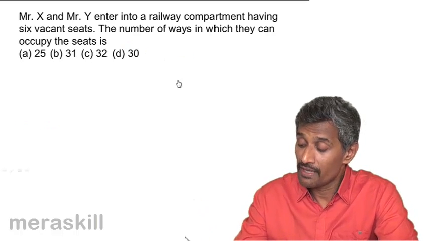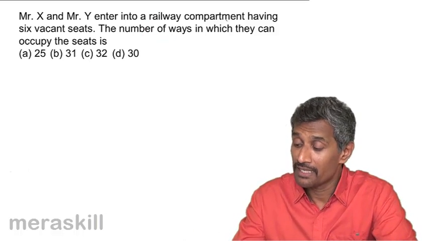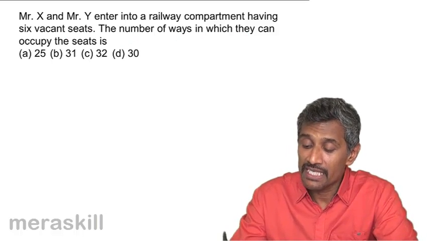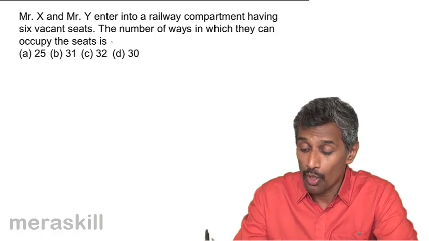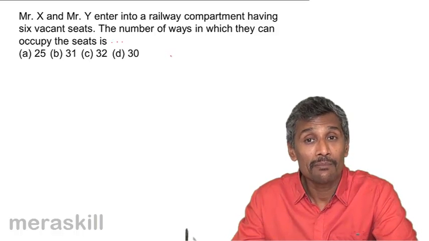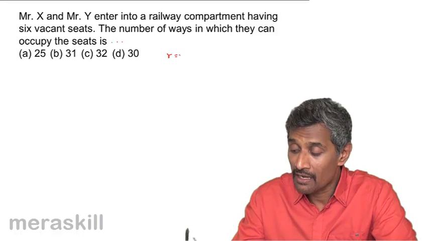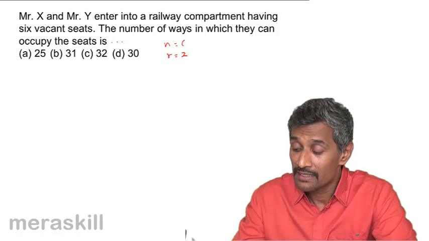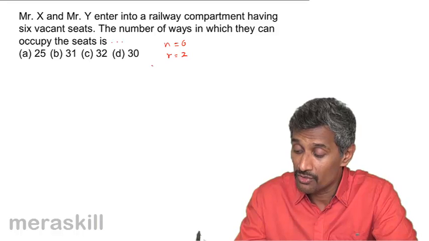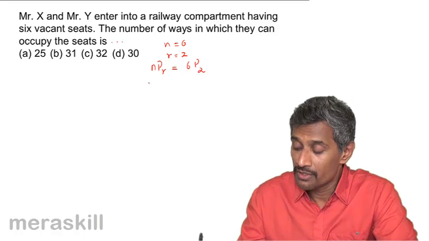Now, here we have a different situation. Mr. X and Y enter into a railway compartment having 6 vacant seats. The number of ways in which they can occupy the seats is what? So we have 2 people entering and they have to pick up any 2 out of the 6 seats. So that means R is 2 and N is 6, and there are so many ways in which they can arrange themselves in the picked-up seats. So it's going to be eventually nPr or 6P2.